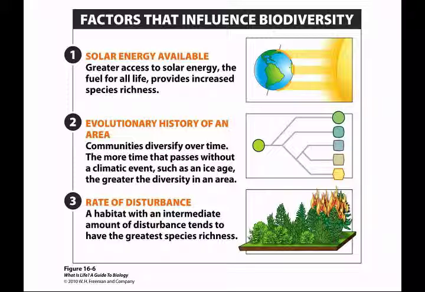If you think about places like Alaska or Norway or Denmark, where they can have 23 hours of darkness in the winter and 23 hours of brightness in the summer, that is because of the way the Earth is situated on its poles. The second factor that's influencing biodiversity is the evolutionary history of an area.